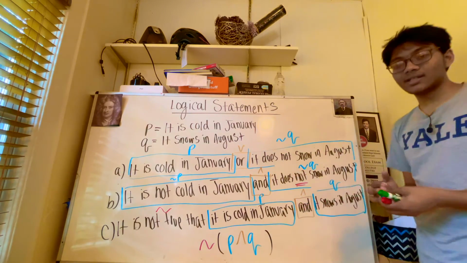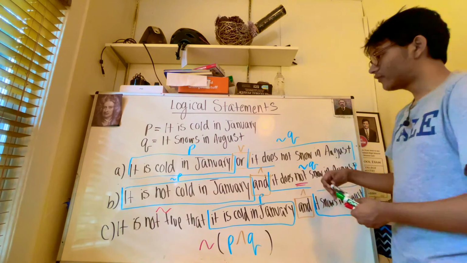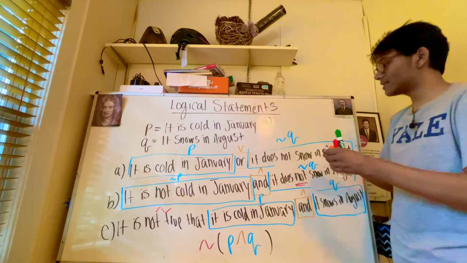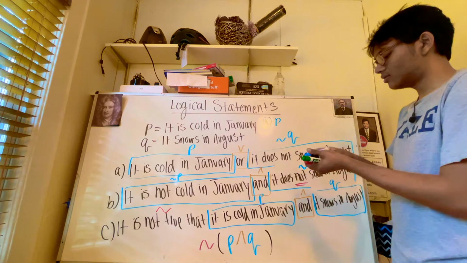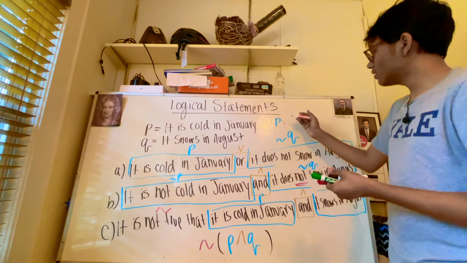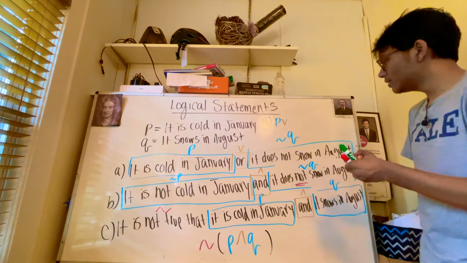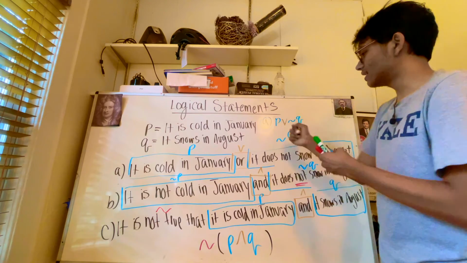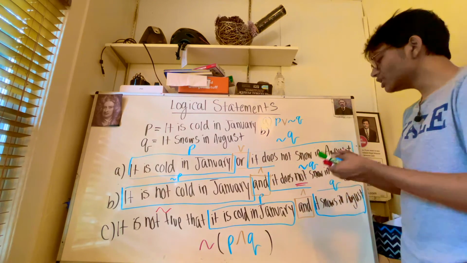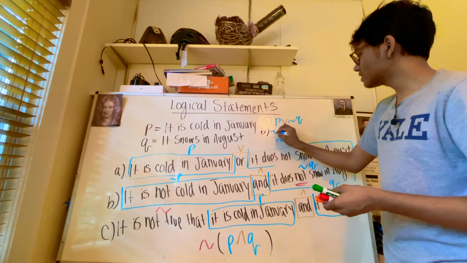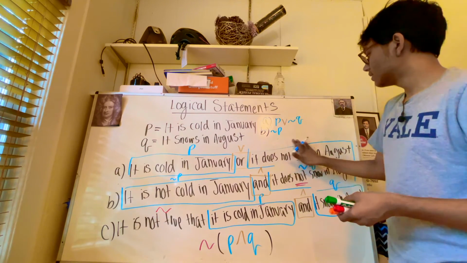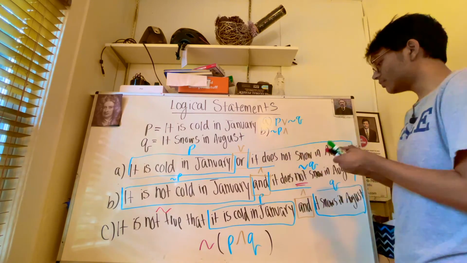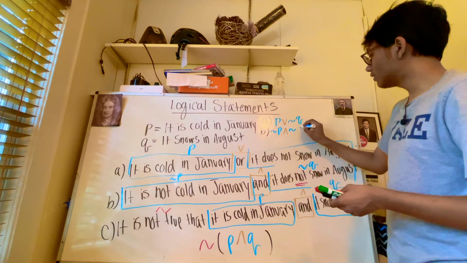All right, so let's recap. What are the three symbolic statements we have? Well, for statement A, our symbolic way of representing the statement is P or, remember the or symbol looks like this, P or the negation of Q. How about the second statement? Well, we can write the negation of P, which you can write using this symbol. The negation of P and, what's the symbol for and? That's going to look like this. The negation of P and the negation of Q.